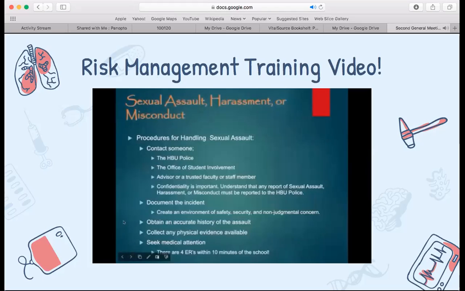Procedures for handling sexual assault: contact someone, don't not speak. Speak up to someone: the HBU police, the Office of Student Involvement with myself or my boss, an advisor, or a trusted faculty or staff member. In all this, confidentiality is important. If someone tells you something, you are not obligated to never speak about it at all. I would advise you to tell who needs to know, and that could be the people I listed above. Just make sure that you're reporting things that you're seeing.